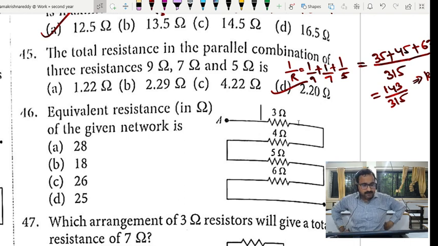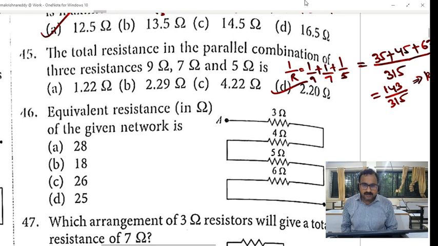See that, all of you. The total resistance in the parallel combination of three resistors, by solving that we are getting. Next, the equivalent resistance in ohm of the given network they are asking. See that one, question number 46, all of you.